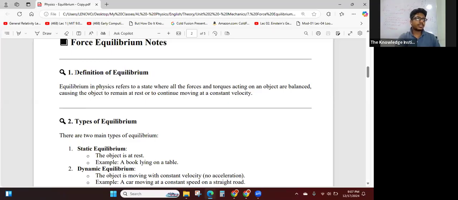So you can write the definition for equilibrium. Equilibrium in physics refers to a state where all forces and torques acting on an object are balanced. That means the resultant force must be zero and the net torque also must be zero. These two should be satisfied in order to achieve an equilibrium state. Okay. So you can write this down.